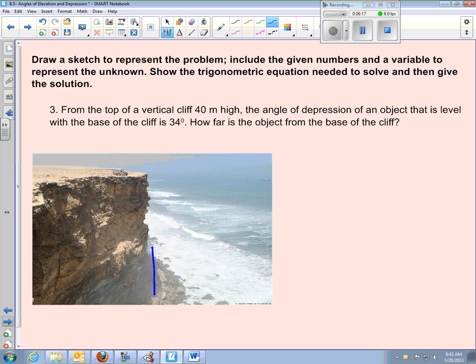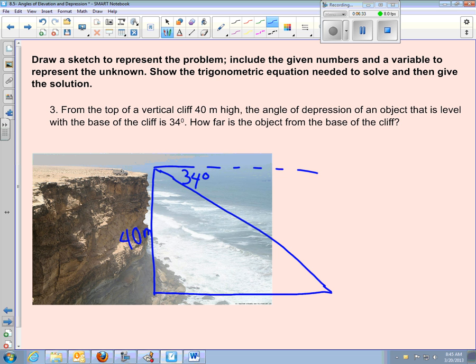All right, so our cliff is going to be 40 meters high, and it has an angle of depression, so that means that if we go down, it's got a 34 degrees angle of depression. And we want to know how far away is that object from the base of the cliff. Well, remember with our parallel lines that 34, because it's an alternate interior angle, can be switched to down here.